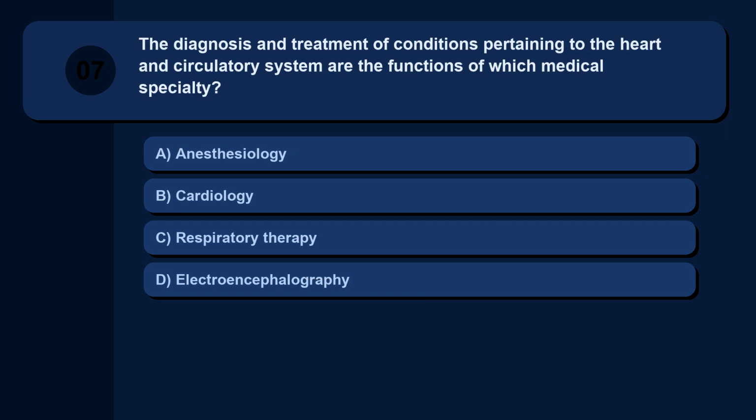Question 7. The diagnosis and treatment of conditions pertaining to the heart and circulatory system are the functions of which medical specialty? Anesthesiology, cardiology, respiratory therapy, electroencephalography. Cardiology is the medical specialty focused on diagnosing and treating heart and circulatory system disorders, including coronary artery disease and heart failure.